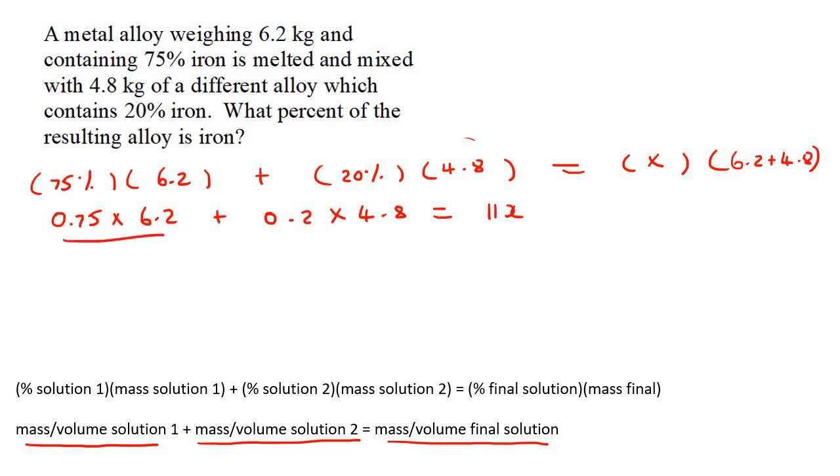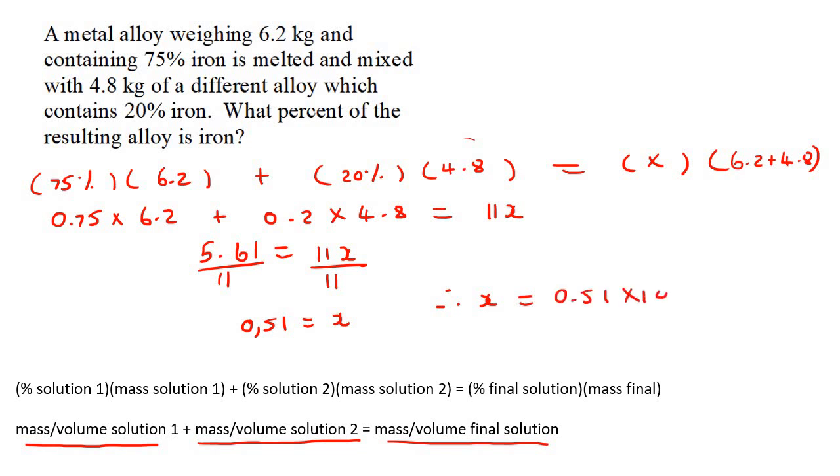Now it's easy. You just add all of these together. So I'm just going to type all of that. So 0.75 times 6.2 plus 0.2 times 4.8, and that gives us 5.61 equals 11x. And then you just get x by itself by dividing both sides by 11, and so x would be 0.51, but that's not the final answer. Remember, you want to turn it back into a percentage, so we can say therefore x is 0.51, multiply that by 100, and that'll give us 51% as the final answer.